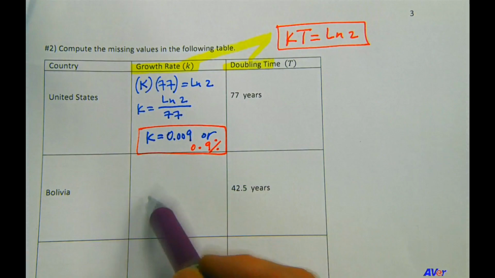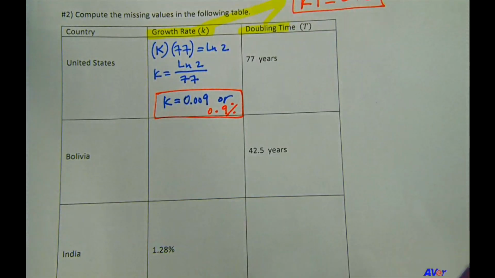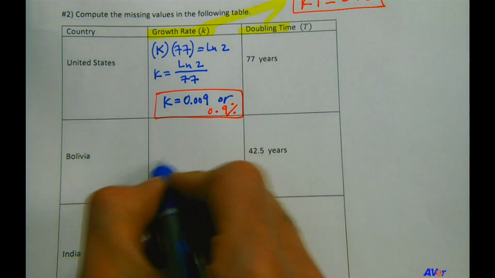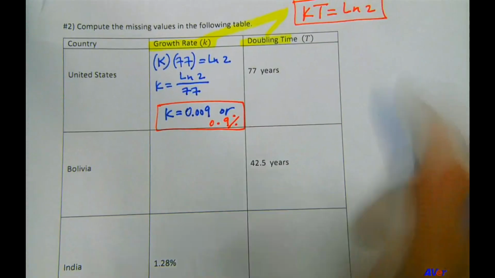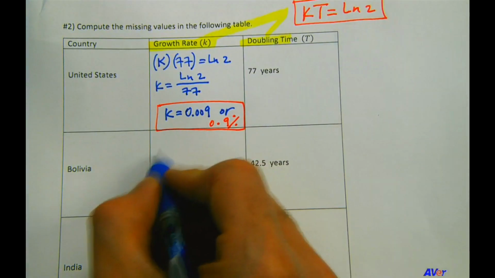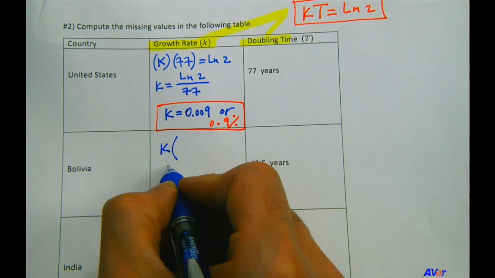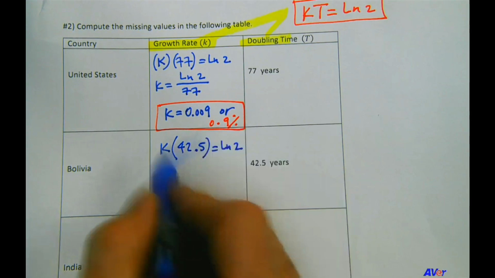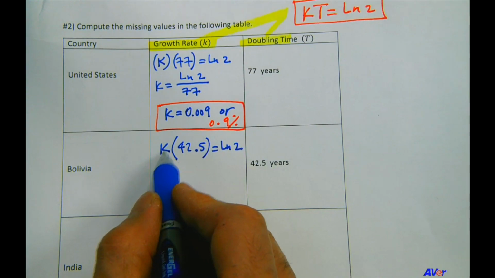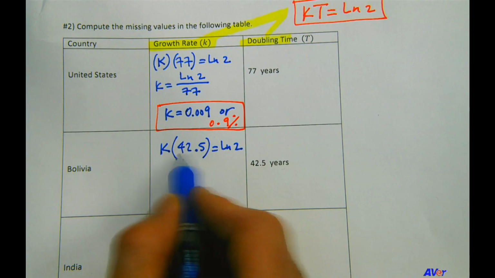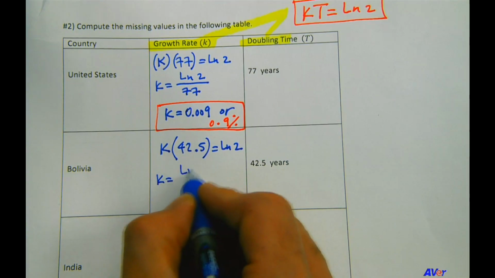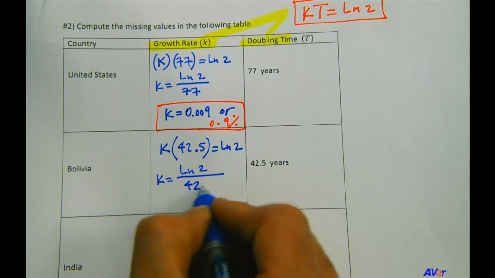Okay, so here, once again, we have to calculate the growth rate for Bolivia. So we have 42.5. Again, we would replace in that equation right here. So we have k times 42.5 years equals natural log of 2. We're solving for k, so we need to isolate k. To isolate k, we need to get rid of this 42.5. So divide both sides by 42.5, and we get k equals natural log of 2 divided by 42.5.